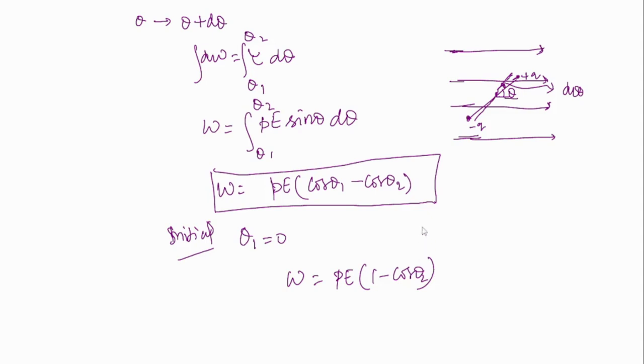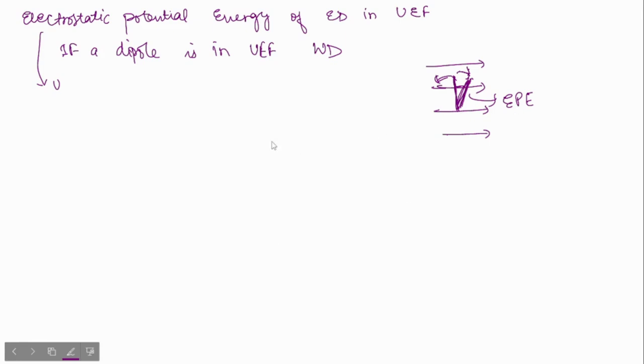Now you have got this formula. Moving on to the previous slide, I have defined the electrostatic potential energy as the work done in moving an electric dipole from a direction perpendicular to the electric field. That means initially your theta 1 is 90 degrees, right? And we are rotating this dipole to the required position where we need to know the electrostatic potential energy.